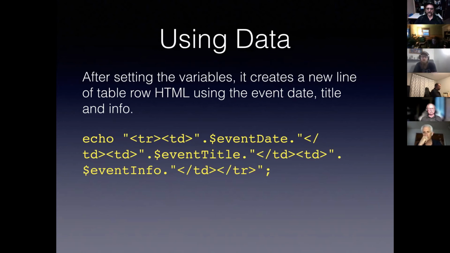So you've got one table data, it's going to be event date. Then we end that table data. We make a new table data. And I want event title to be in that one. We end that table data. We make a new one. And then it's event info in the big long one. Then we end that table data and we close the tag on that row.